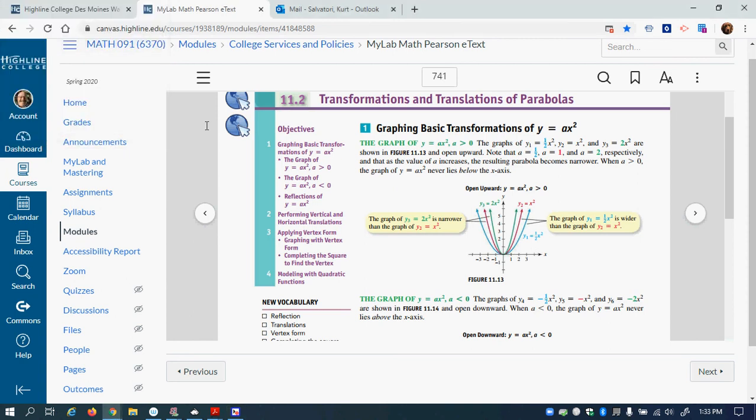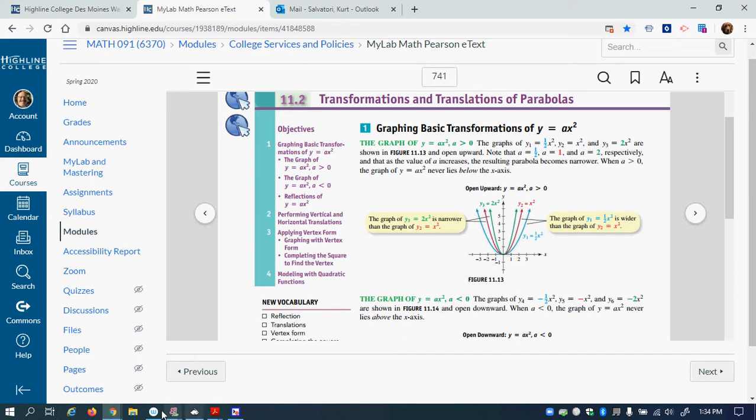So this is section 11.2, transformations and translations of parabolas, and it's just looking at the basic equation of a quadratic and trying to understand what's all happening in the equation. What does each thing actually represent? So here are three equations being shown: the x squared one, the 2x squared, and also the 1/2 x squared.